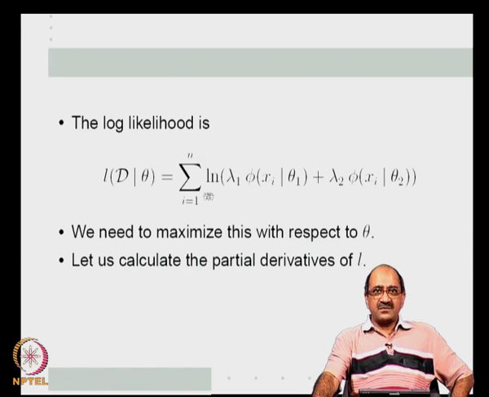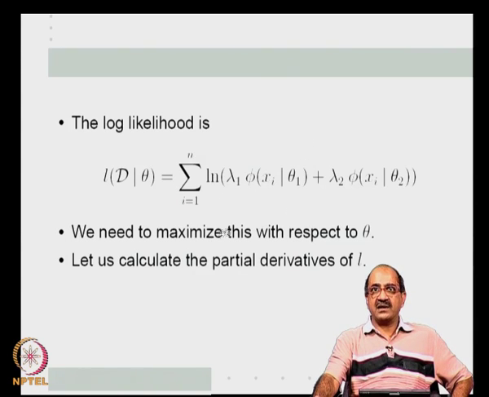If I want partial derivatives, let us say with respect to mu or sigma of this, essentially this ln will give me 1 by lambda 1 phi given theta 1 plus lambda 2 phi given theta 2, into the derivative of phi of x_i given theta 1 with respect to mu 1 or sigma 1, whatever. Similarly, the derivative of phi of x_i given theta 2 with respect to mu 2 or sigma 2. So, first let us calculate the partial derivatives of phi with respect to mu and sigma.